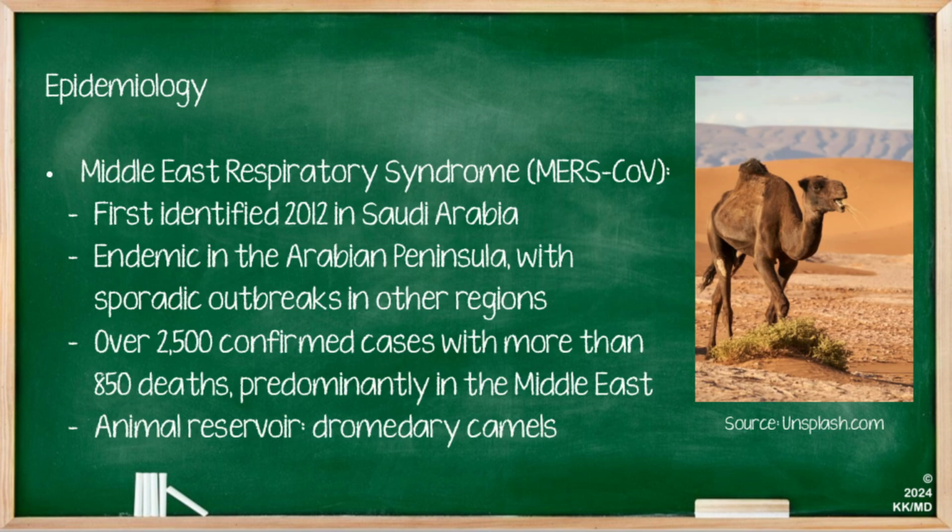Now, talking about the epidemiology of Middle Eastern respiratory syndrome, or MERS, this was first identified in 2012 in Saudi Arabia, and it's endemic in the Arabian Peninsula with sporadic outbreaks in other regions. There were over 2,500 confirmed cases with more than 850 deaths. However, these were predominantly in the Middle East. The animal reservoir of this is the dromedary camel, and it does not infect camels with two humps.